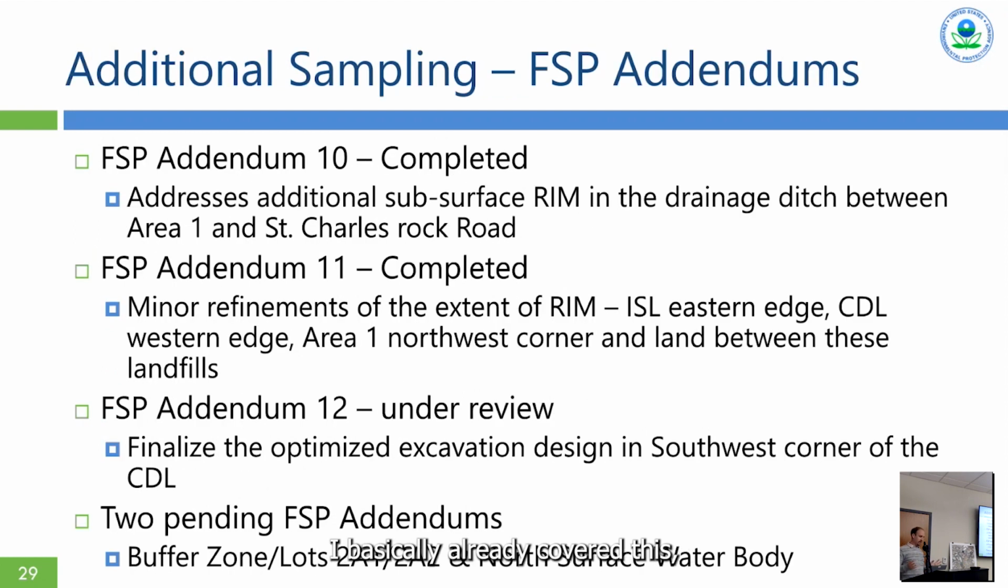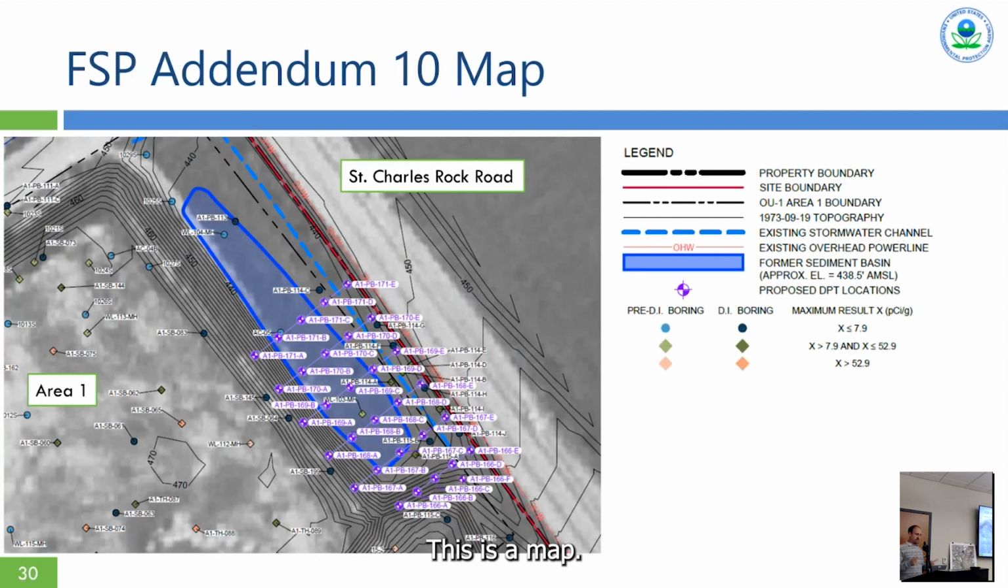I basically already covered this, so we'll just go right back. This is all those additional addendums and how they fit in and when they will happen. This is a map. I did want to point out a couple things. So FSP Addendum 10, the sampling is already completed. I'll be working with Jess over the next few days to get these boring locations added to our mapping dashboard, along with what we have in FSP Addendum 11. And we will do that. We'll get ahead of that again for these additional addendums that are coming in.